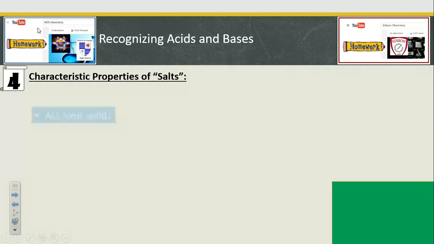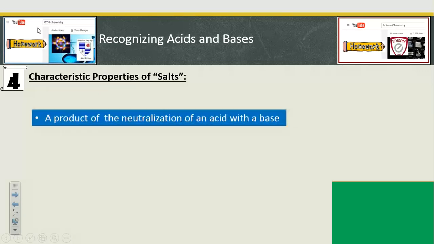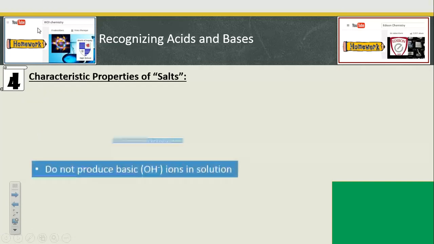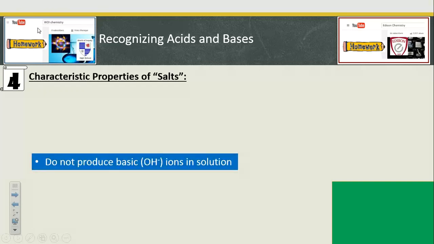So let's see. Salts. This is what happens when an acid and a base is mixed. They're always ionic solids. They're product of a neutralization reaction, which is a later lesson. They do not produce acidic or basic solutions, okay? So no ions that are acidic or basic in solution. They do not produce bases in solution either.